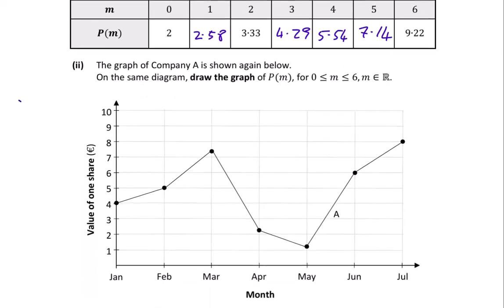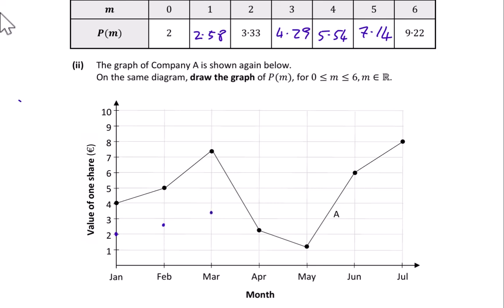The graph of company A is shown below. On the same graph, draw the graph of P of M. So we just got to plot these points. So 0 is 2, so we're going to put a point here. 1 is 2.58, that's going to be somewhere around here. Let's see, 2 is 3.33. So 3.33 is, let's say, here.